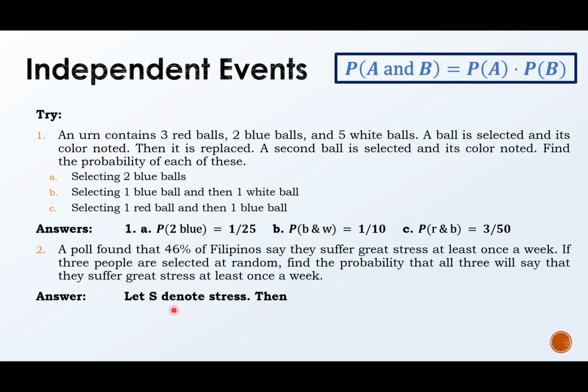So, if S is stress, then the probability that the first person is stressed and the second person is stressed as well and the third person is stressed as well is the product. Why do we say the events are independent? Because we choose these people at random. It's not that just because this person is stressed, it will affect this one and this one, right? So they are independent events. So we simply multiply 0.46 times 0.46 times 0.46. The answer is 0.097 or 9.7%. Okay? I hope that was clear.